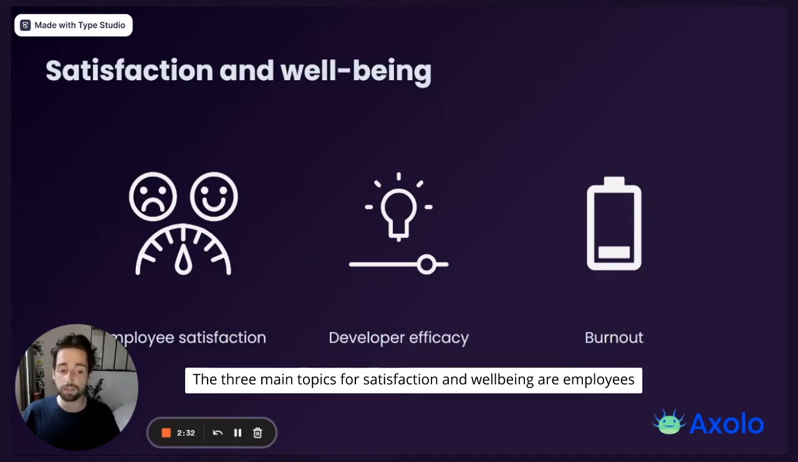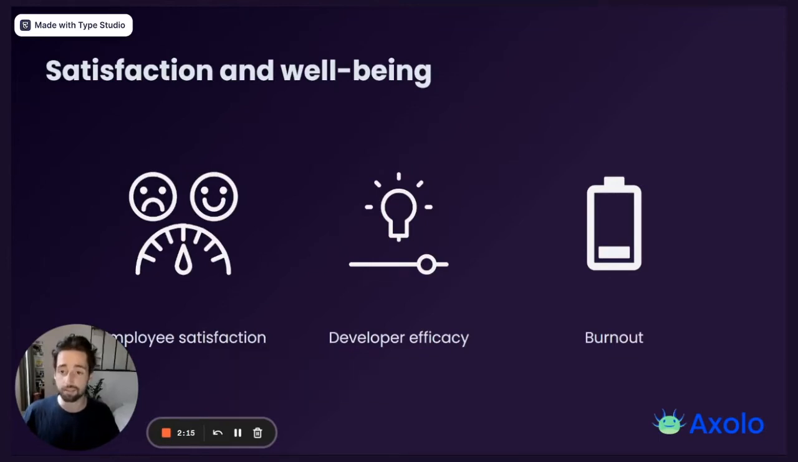The 3 main topics for satisfaction and well-being are employee satisfaction, whether they would recommend your team to their friends; developer efficacy, whether developers feel like they have the tools and the resources they need to get their work done; and burnout. Are they exhausted?